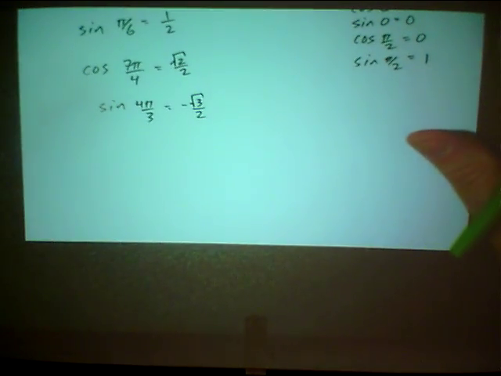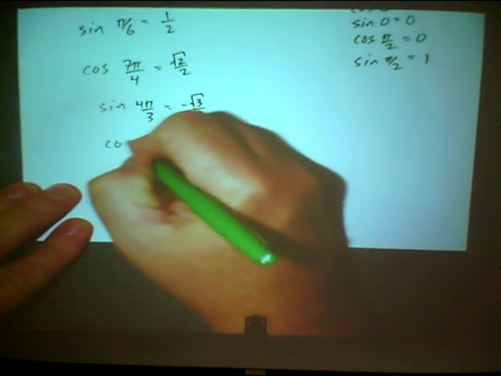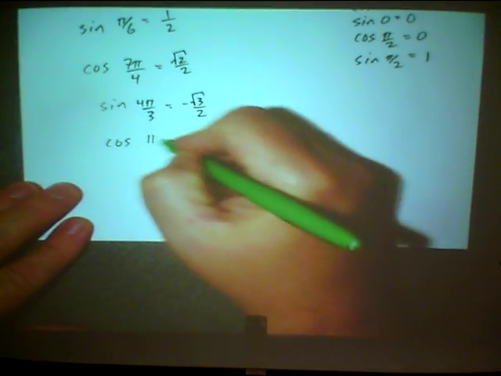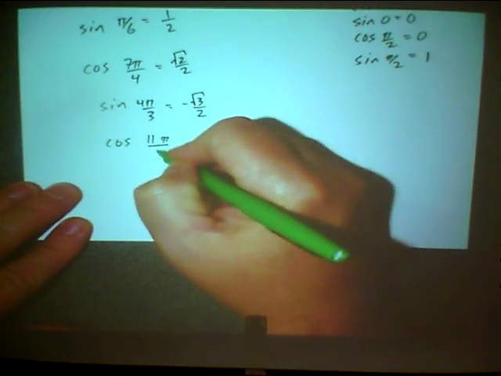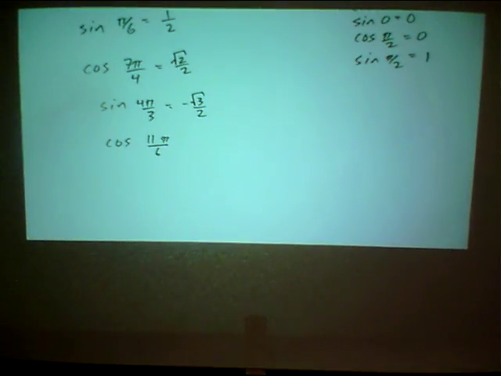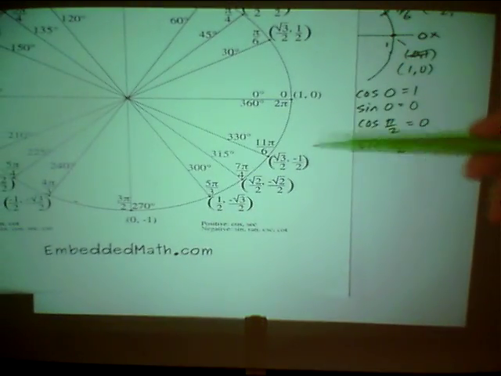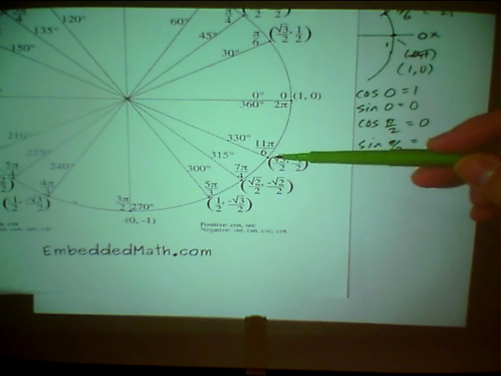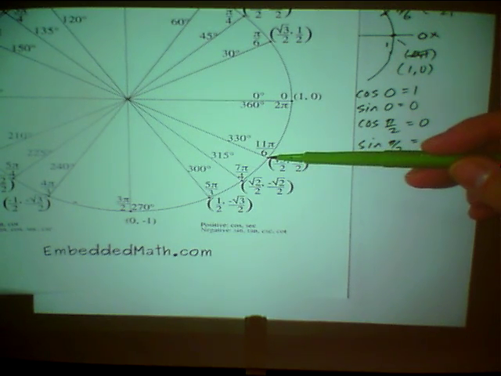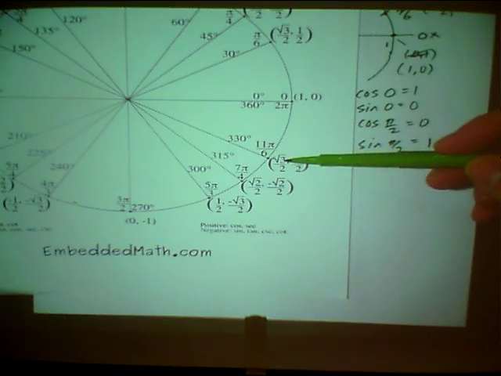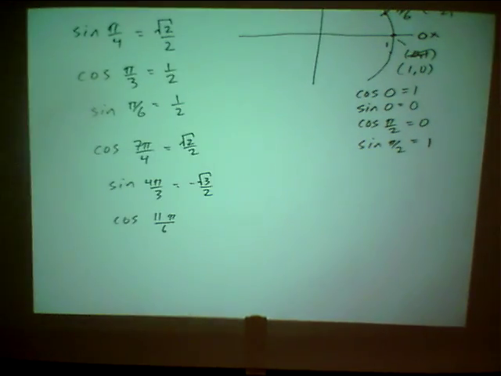So all these angles they give you are going to be on the unit circle, and it's just a matter of finding them. How about another one? Cosine of 11π over 6. Cosine of 11π over 6 is almost 2π. So we almost go all the way around the circle. If I look at my unit circle, here's 11π over 6. So I'm at this point right here. Since I'm asking for the cosine, I go get the x value, square root of 3 over 2.